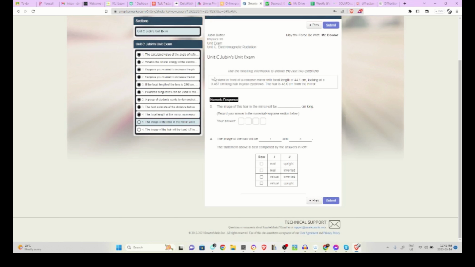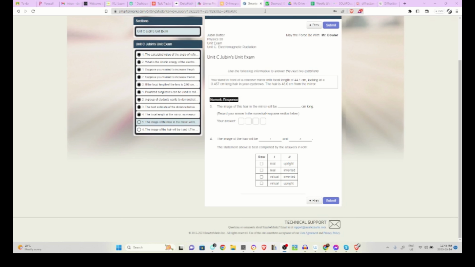All right, our last two. You stand in front of a concave mirror whose focal length is 44.1 centimeters, looking at a 0.457 centimeter long hair in your eyebrows. Your hair is 43 centimeters from the mirror. So, how big will the image of the hair be?